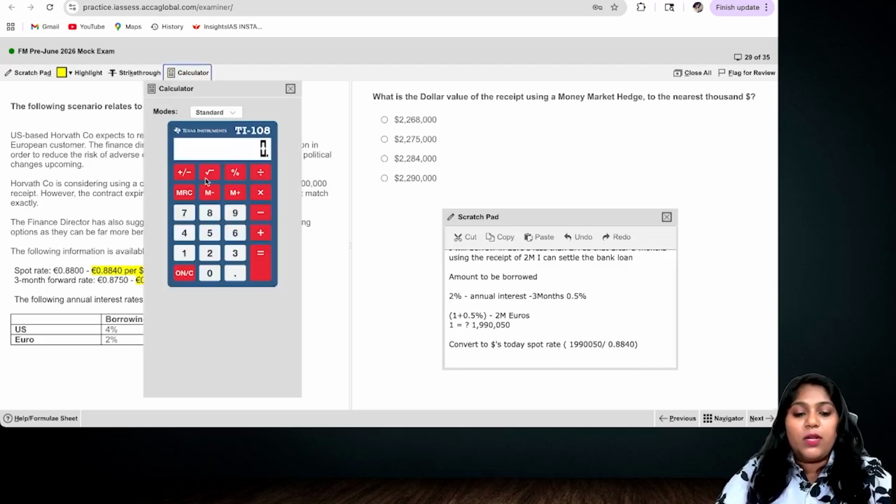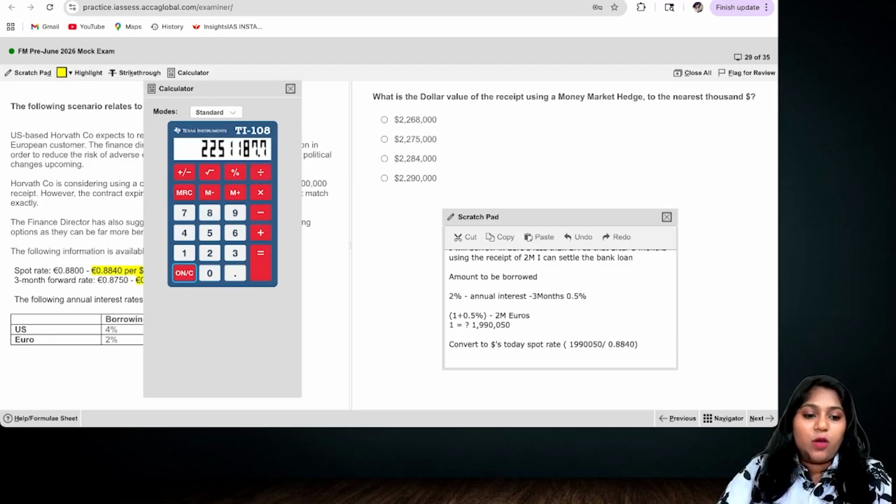So that will be 1,990,050 divided with 0.8840. That should give you the dollar value, how much, guys? In dollar value, it is going to give us 2,251,188. This is the value. But don't write this answer.